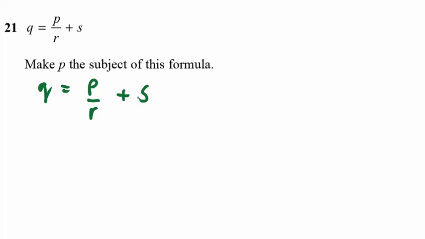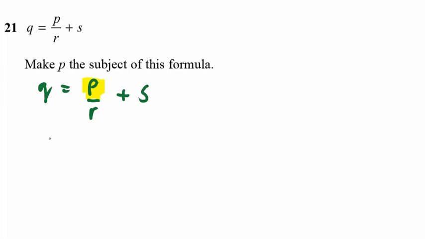The first thing we have to work out is which term we can change over to join the Q. We're trying to get P on its own. So we've got to remove the divide by R, and we've got to move the plus S. And we'll start from the outside and remove the plus S.